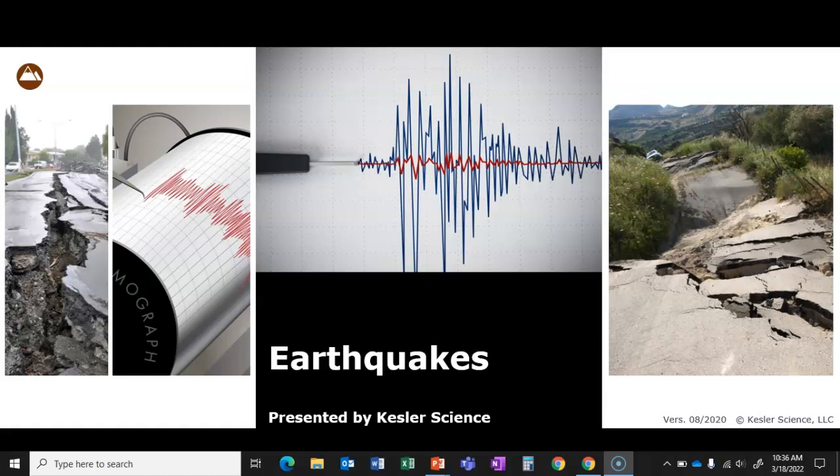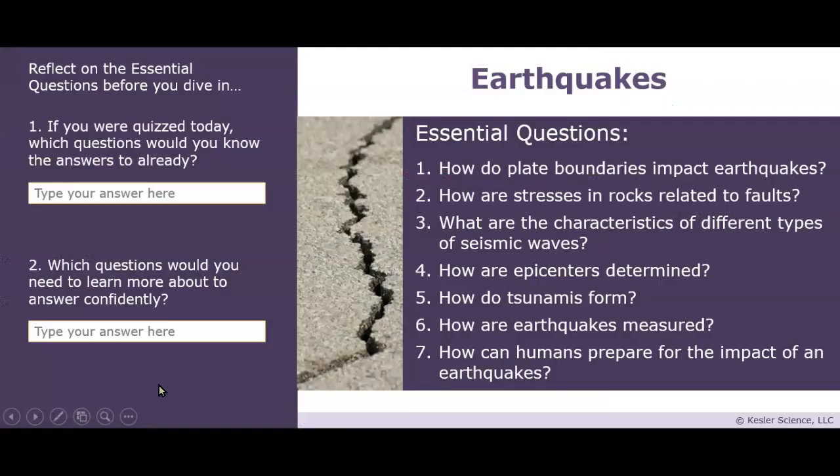We're continuing today with our talk about earthquakes. We have answered a little bit already. We talked about the fact that there are 7 essential questions that by the end of the unit you should be able to answer. The first 2 we have kind of talked about already. So how do plate boundaries impact earthquakes?